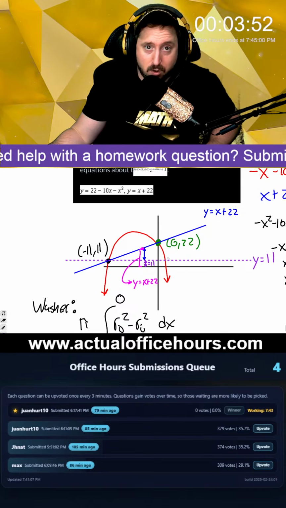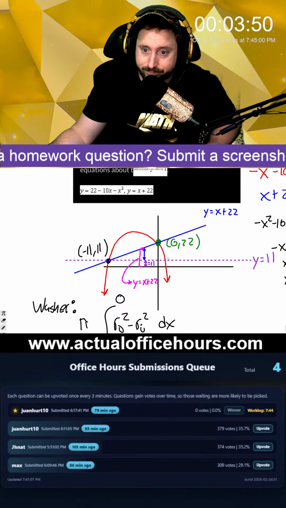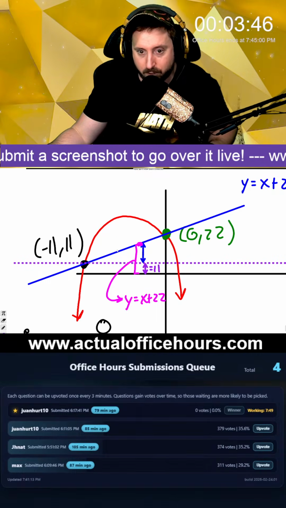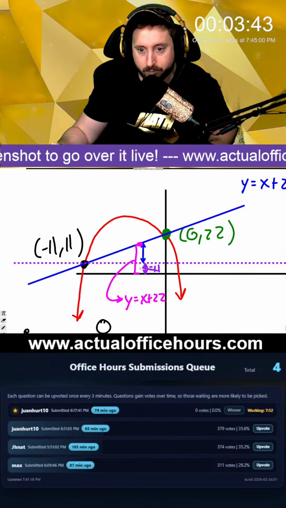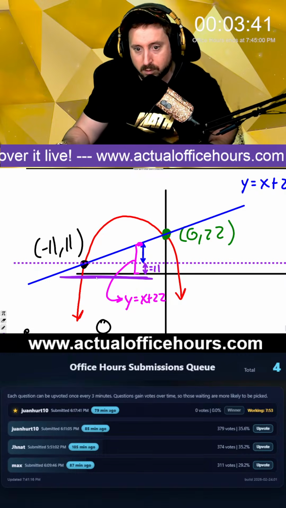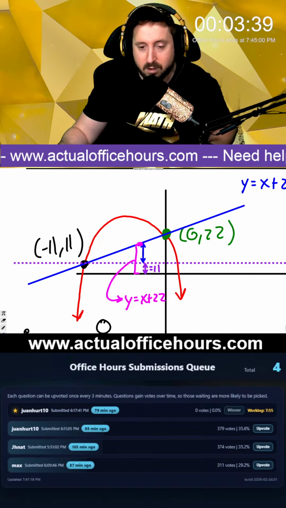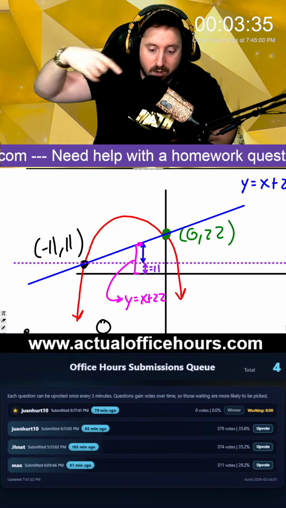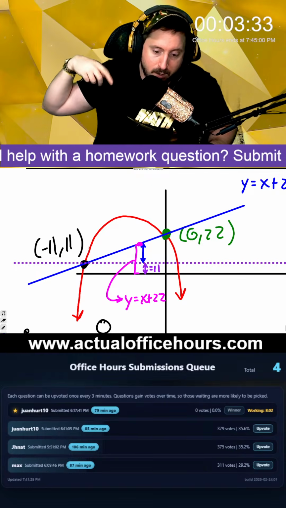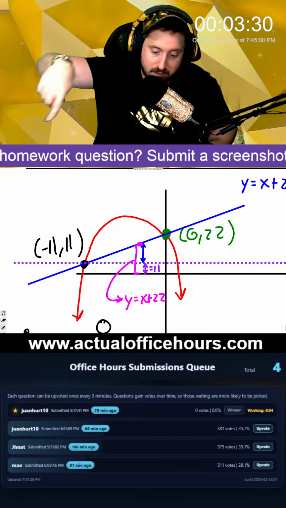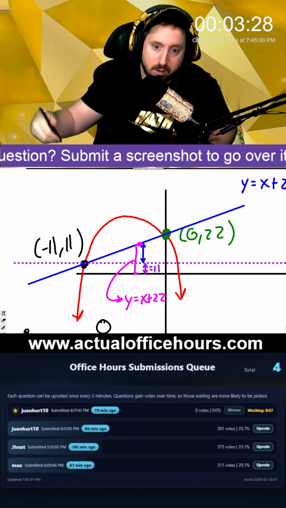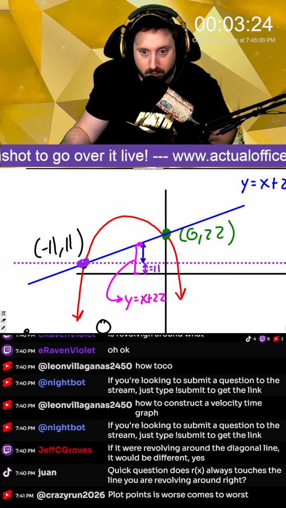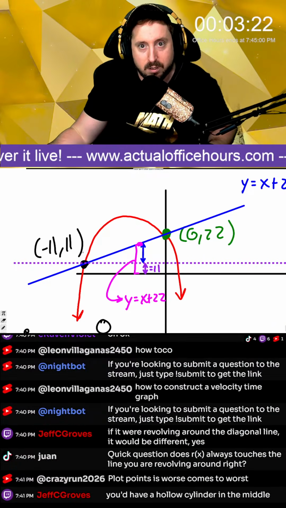No, r of x doesn't always touch the line you're revolving. No, it doesn't. We could have, for instance, revolved it around here and then just had it stop here. If it doesn't touch, you get a complete chord out part. This will have a hollow center, but it'll close at the top. Yeah, you'd have a hollow.